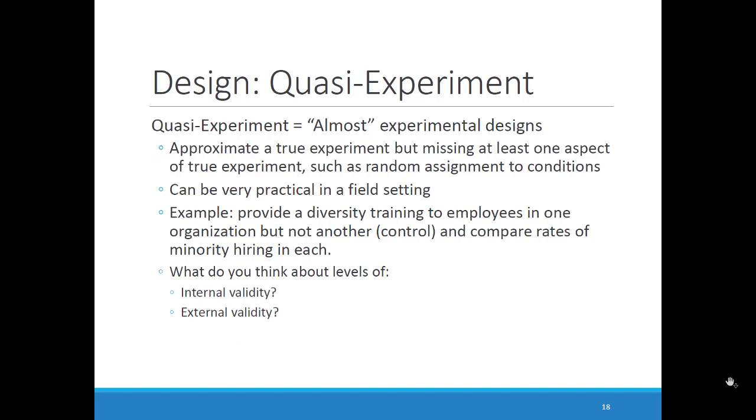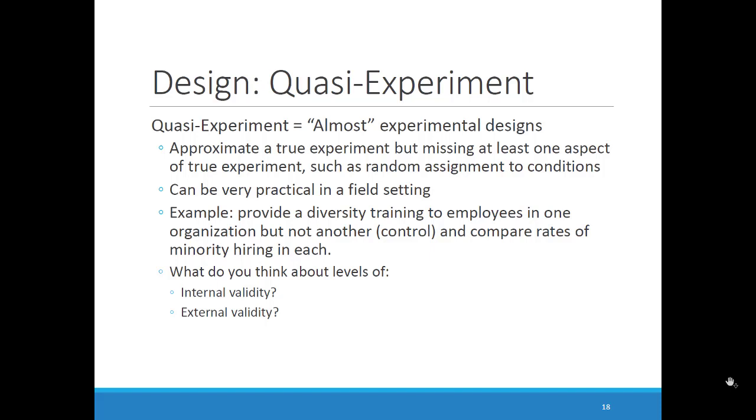Let's talk next about another experimental design type, which is a quasi-experiment. A quasi-experiment means an almost experiment design. Almost a true experiment, I should say. It approximates a true experiment, but it's missing at least one aspect of a true experiment, such as random assignment to conditions. It can be very practical in a field setting. For example, you could provide a diversity training to employees in one organization, but not another organization. So that other organization serves as a control, and then you compare the rates of minority hiring in each.